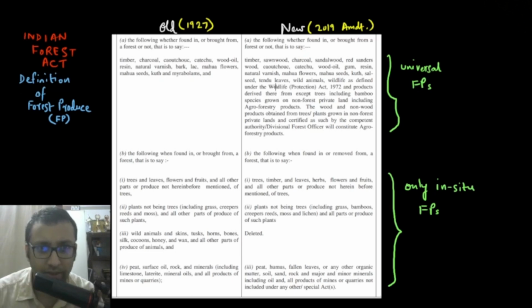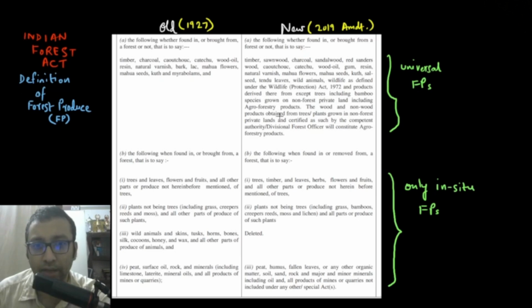Now, I want to understand the difference between these two acts. I mean, what did the 2019 amendment really bring? And there was a lot of news. First of all, you see that there are no tendu leaves here. Tendu leaves have been added in the new act. In other words, earlier you could have exploited and harvested tendu leaves in your private land and no forest department clearance was required, but now it is, because it has become a universal FP.